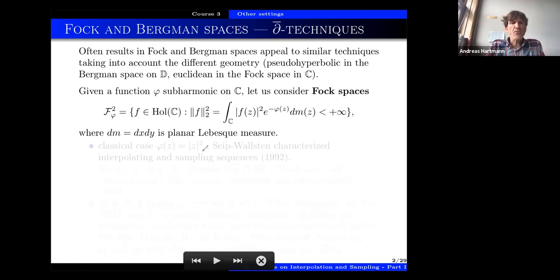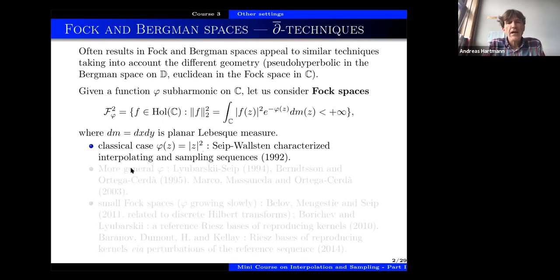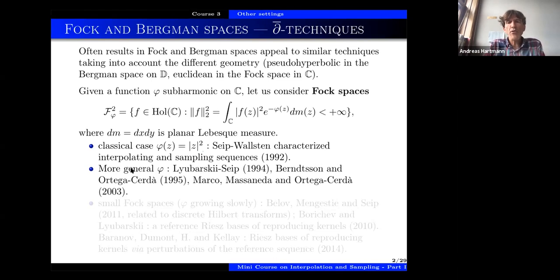And so this problem was considered in the classical Fock space by Seip and Wallstén, who characterized interpolation and sampling sequences for the space when phi z is z squared. So then you have a Gaussian measure here. Then there were several generalizations to more general phi. I mentioned Lyubarskii and Seip, and also, in particular, Berndtsson and Ortega-Cerdà.